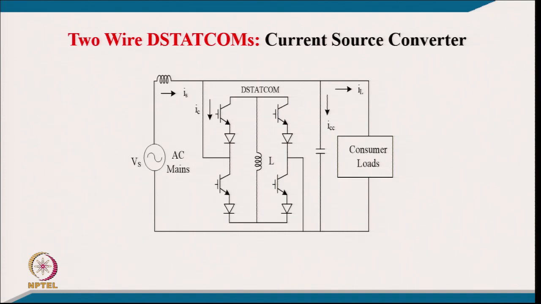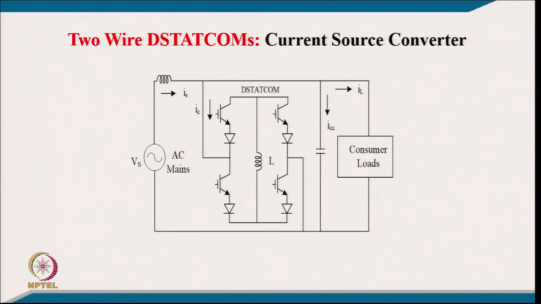Now, we come to the supply system based classification. The supply based classification can be single phase, like a 2 wire D-STATCOM for single phase, as you see in the single phase circuit here. We can either have a current source converter, giving you an idea of how a current source converter can be used as a D-STATCOM.